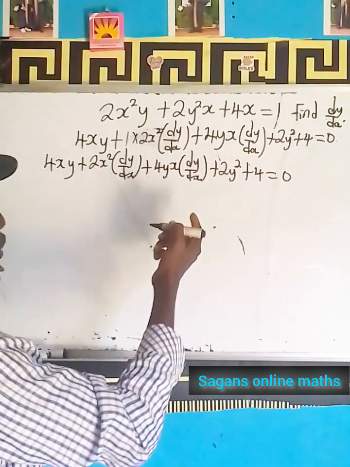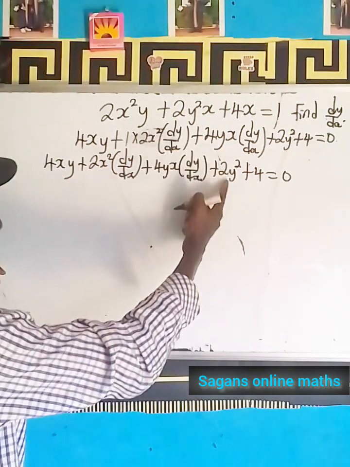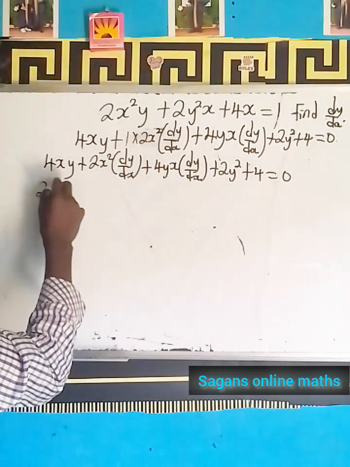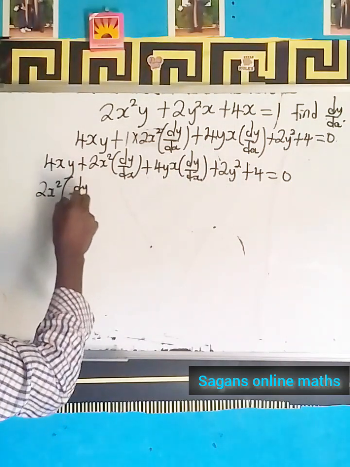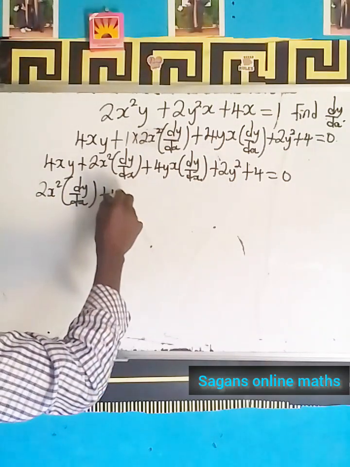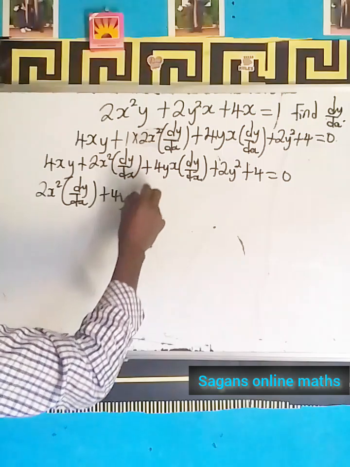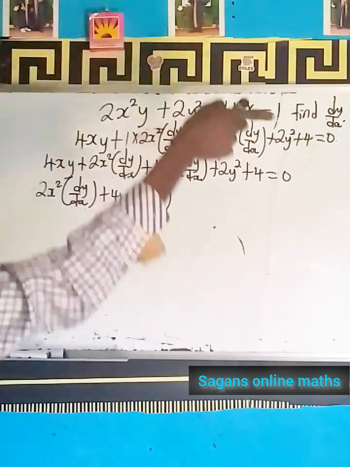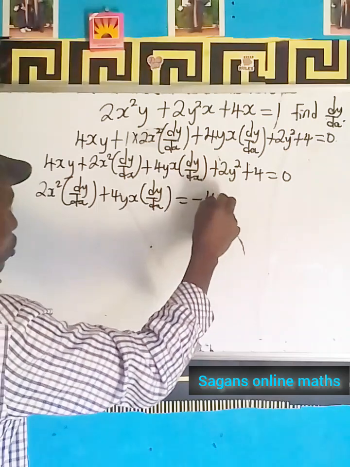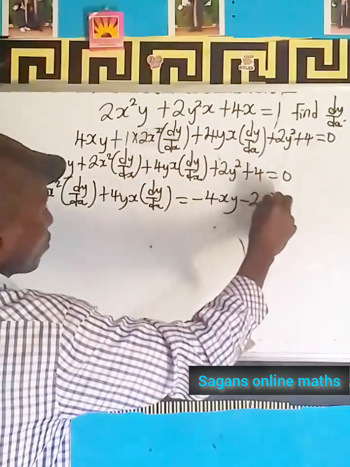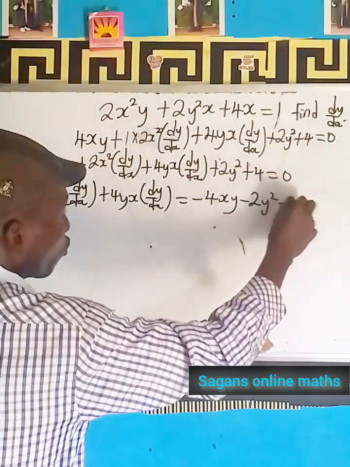Then what I'm going to do, I'm going to transfer this and this to my right hand side, right? So now this is 2x squared into dy over dx, then plus 4yx into dy over dx. Then if this goes over here, this will be minus 4xy. If this moves over here, it comes out minus 2y squared. If this moves over here, it comes out minus 4, right?